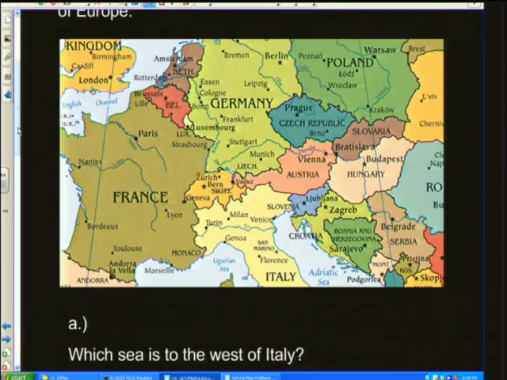First thing we need to do is find Italy. Here's Italy over here, the sea to the west. Now we know our directions: north, this is west, this is east, and our south is at the bottom. So we want to know what sea's to the west, and there it is, the Ligurian Sea.